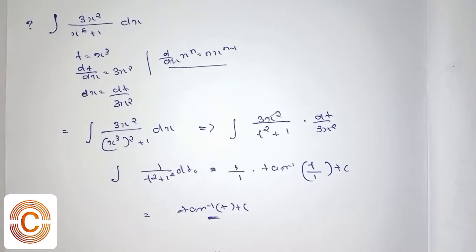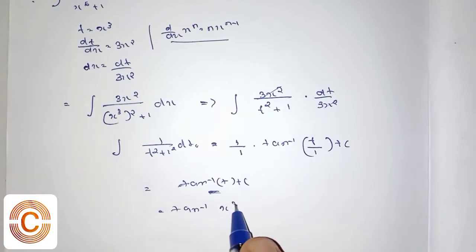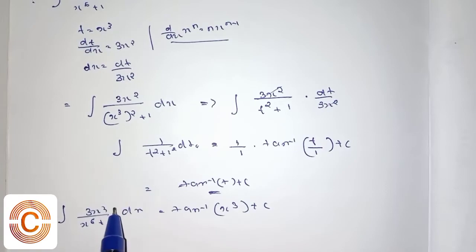When writing the final solution we want to substitute the value for t here. We took t is equal to x cube, so tan inverse of x cube plus c is the final solution of the given integration question, integral of 3x square divided by x raised to 6 plus 1 dx.